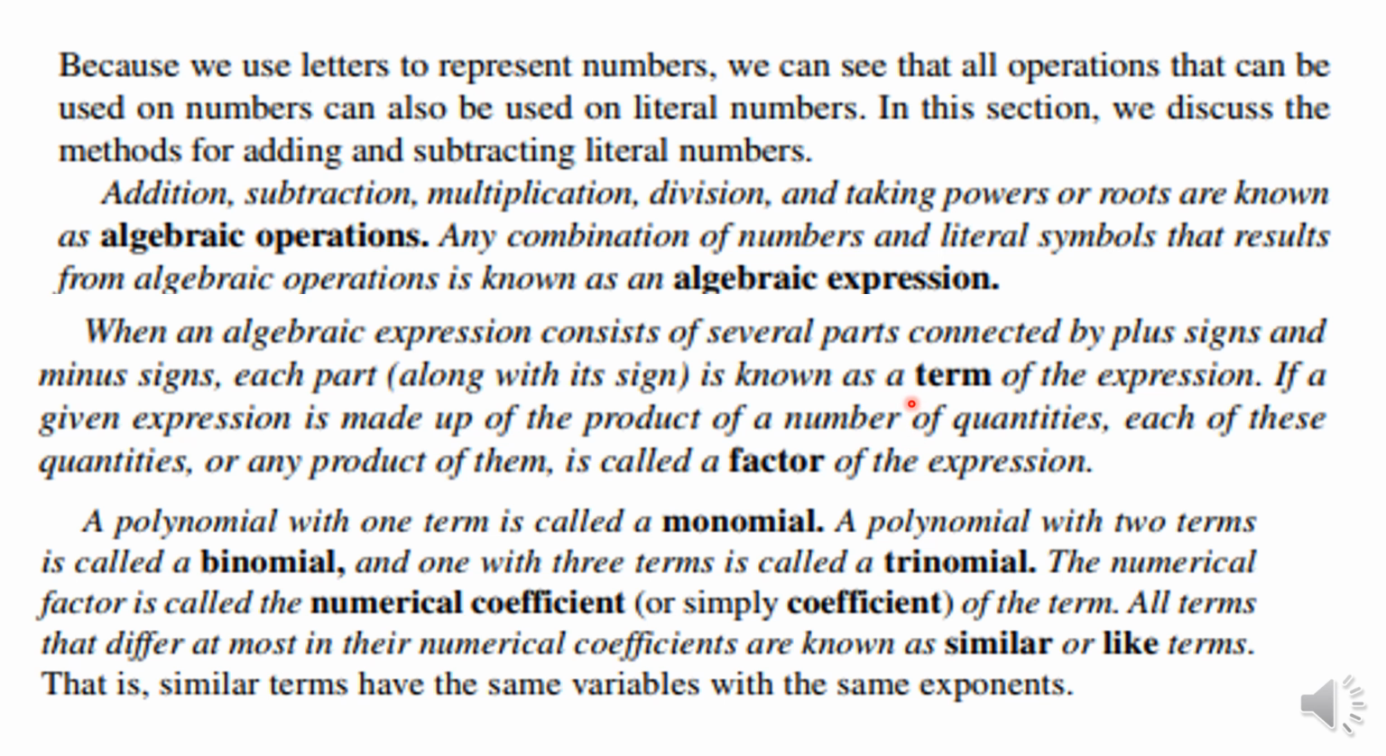We're going to be talking about the terms of an expression, and terms are things that are separated by plus or minus signs. If there is one term, it is called a monomial. Two terms, it is called a binomial. And three terms is called a trinomial. The numerical factor is called the numerical coefficient. And we will be collecting and combining like terms. Like terms are terms that have the same variables and the same exponents.